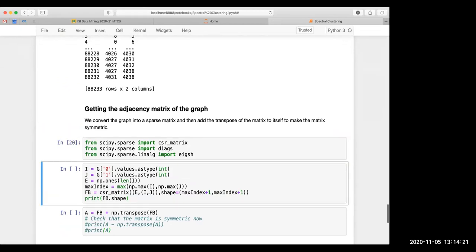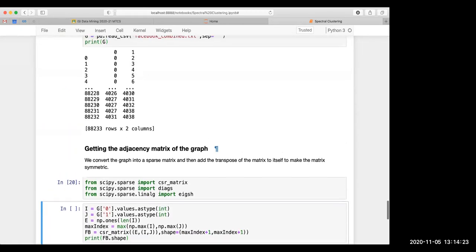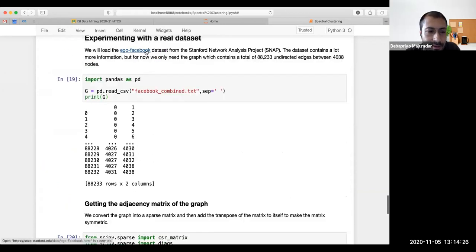Sir, how is the data prepared in this case? Original data? Oh, that I don't know. We can actually look at this website. So let me quickly.